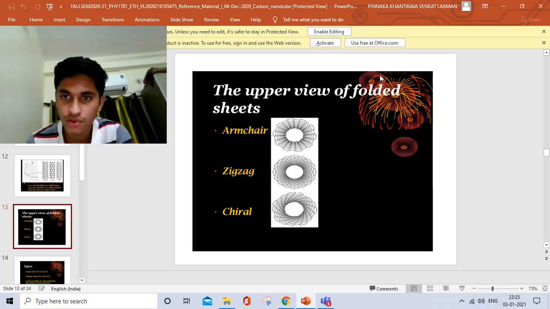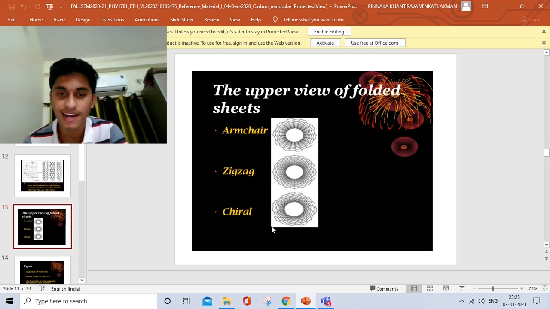So the upper view of folded sheets. Finally I'm going to discuss the upper view of these folded sheets. The upper view of the folded sheet for armchair is this way. Coming to the zigzag, the upper view of the folded carbon nanomaterial is this way. And similarly for the chiral one it is this way.